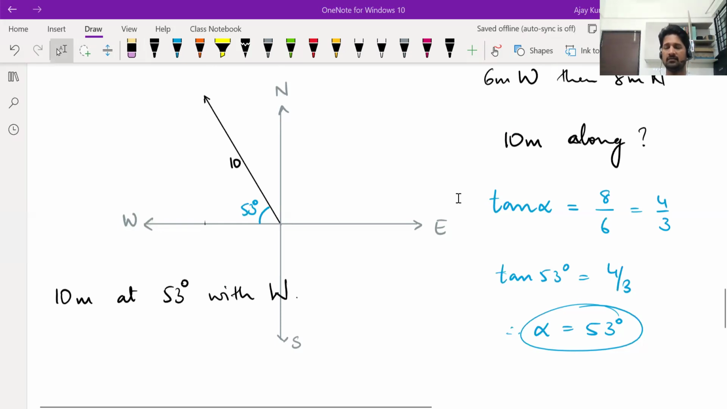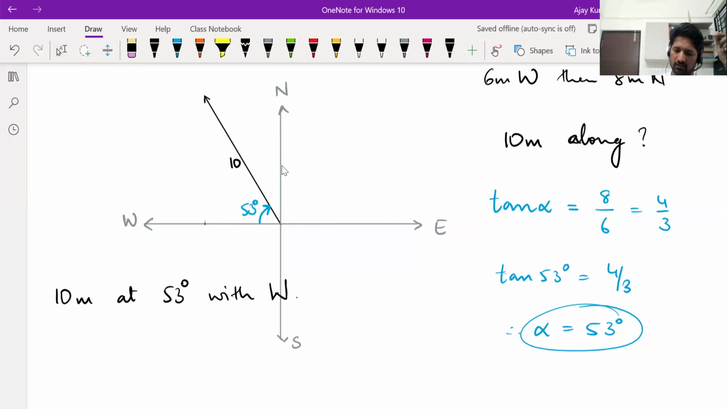Starting from west, you have to go 53 degrees towards which direction? We say 53 degrees towards north. Okay, it's like this. 53 degrees towards south would have come like this, in this direction. That's not what we want. Okay. So here, the starting direction is west. Just to get the proper direction of displacement, from west you rotate by 53 degrees towards north.